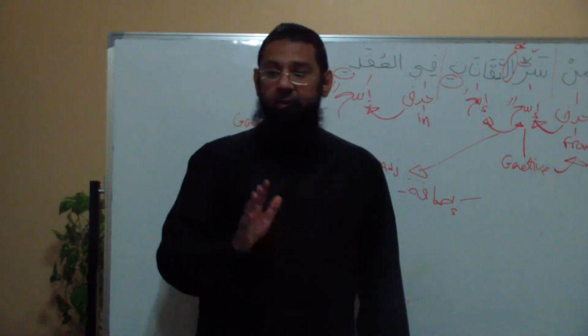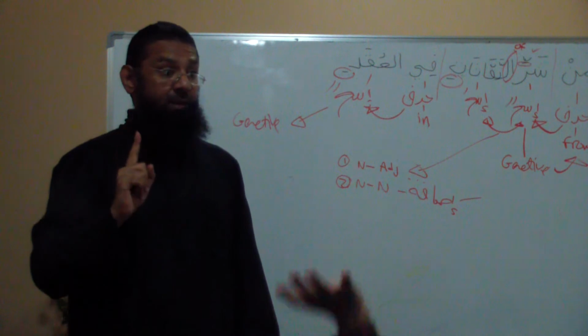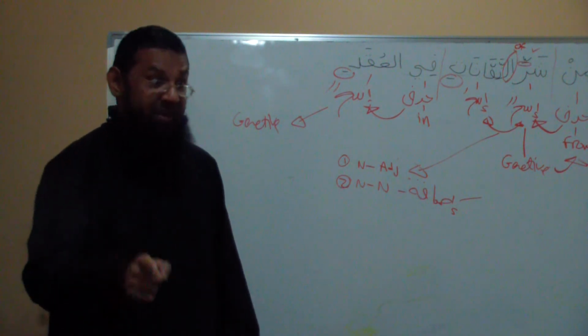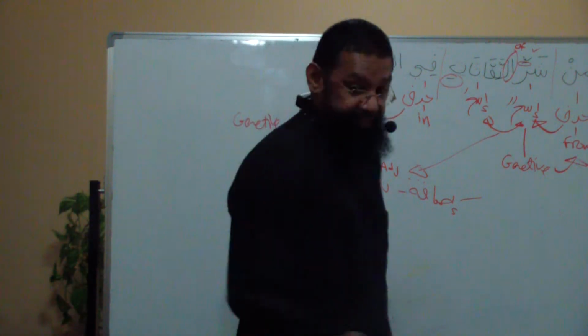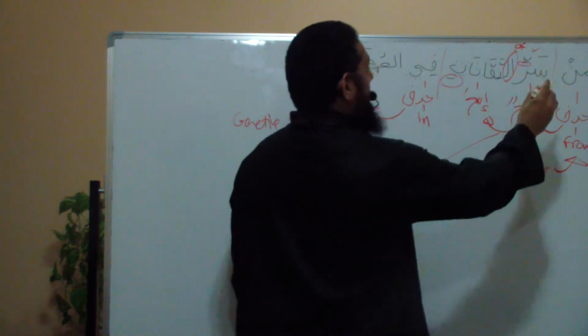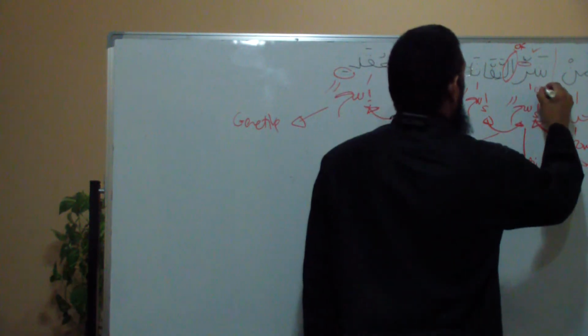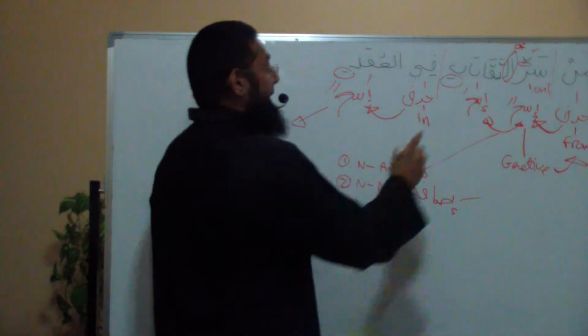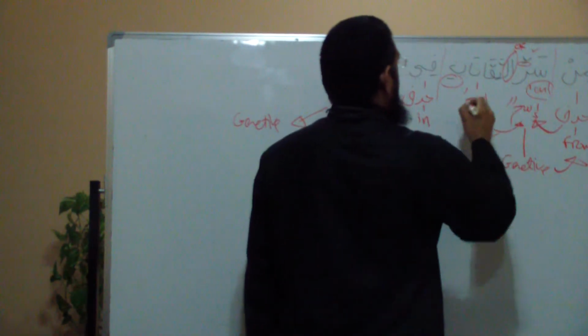So shar, does anyone know what shar is? Because we did this last week. Sadia? Evil. Sadia, excellent. I love that answer. Excellent delivery. So shar is evil. So it says from the evil of something. So the evil of nafathati. Now, if we know this is evil, let's look at nafathati.